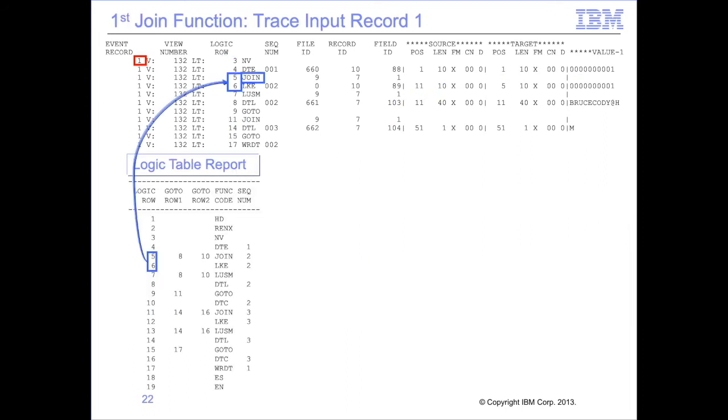Because this is the first source event file record read, the join function on row 5 is the first join in the logic table. No join has been performed. The join performs a test to see if the join has been performed, and finding that it has not, the join falls through to the LKE function to build the key for the join. No branching from the join is performed.